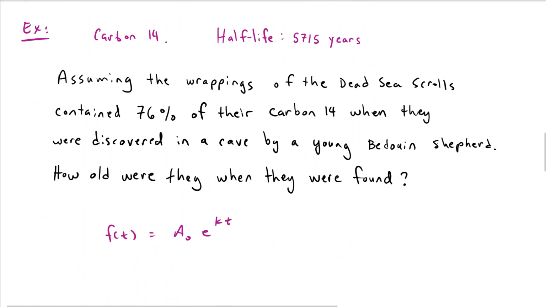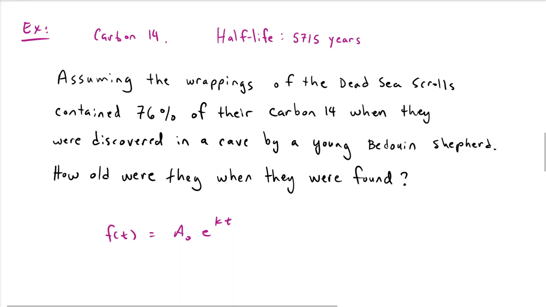All right, let's talk about carbon-14. Carbon-14 is a substance that is in any living organism, and it starts to decay once that organism dies. So the Dead Sea Scrolls were wrapped in a type of parchment, and the wrappings were made from some sort of plant material. When those plants were harvested to create the wrappings, the amount of carbon-14 that existed at that time started to slowly decay.